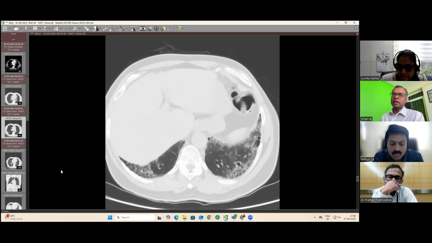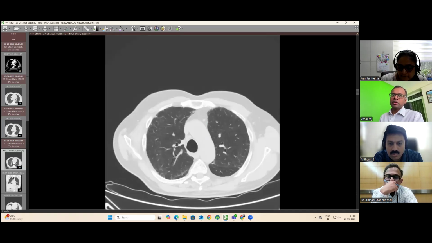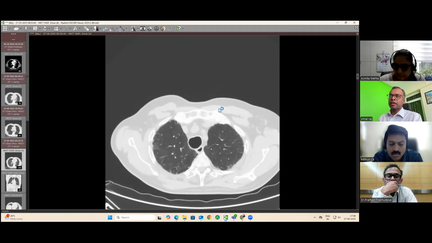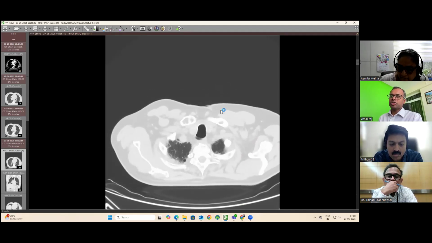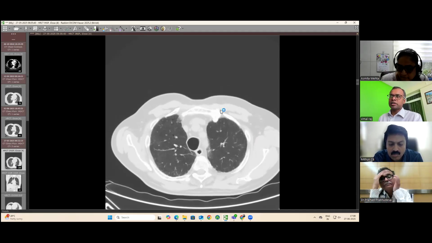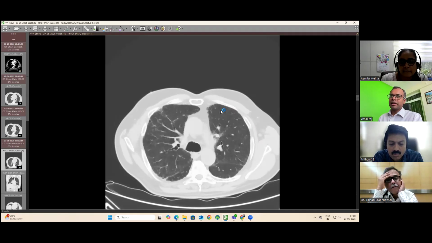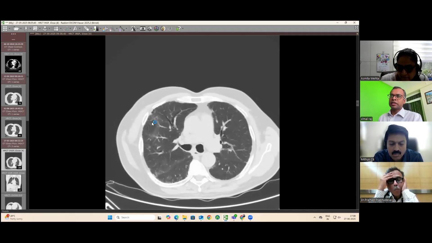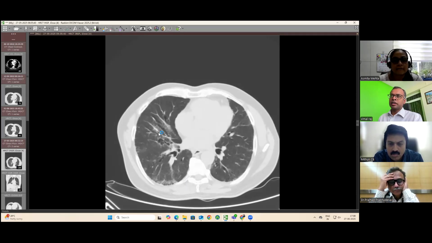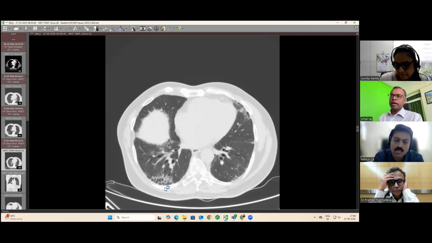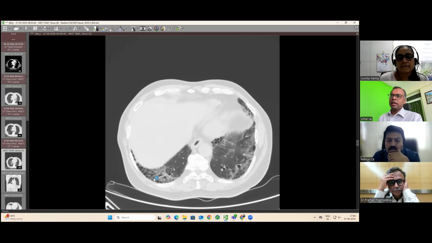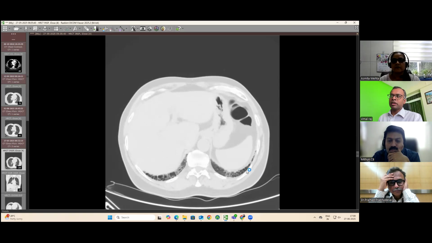This was in 2023. Now, the most recent scan is from May 2025. We see the subpleural changes are persisting, increasing, and some small subpleural cysts are there. As we come further down, you will see that the disease has really progressed, with more fibrosis, and we're starting to see areas of honeycombing settling in the lungs bilaterally.